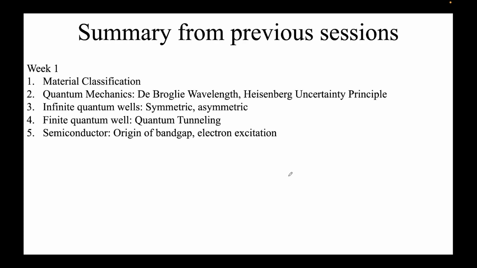Just to quickly go through what I've been talking about in these sessions: in week 1 we talked about material classification. Primarily we talked about electrical conductivity, that we can categorize materials as metals, insulators, and semiconductors. We saw some basics of quantum mechanics like de Broglie wavelength, h upon p, the Heisenberg uncertainty principle, and we saw some infinite quantum wells. That is, if you draw potential versus position, and it goes to infinity, a particle which is trapped here will have quantized energies. It will not have a continuum of energies but quantized energy.